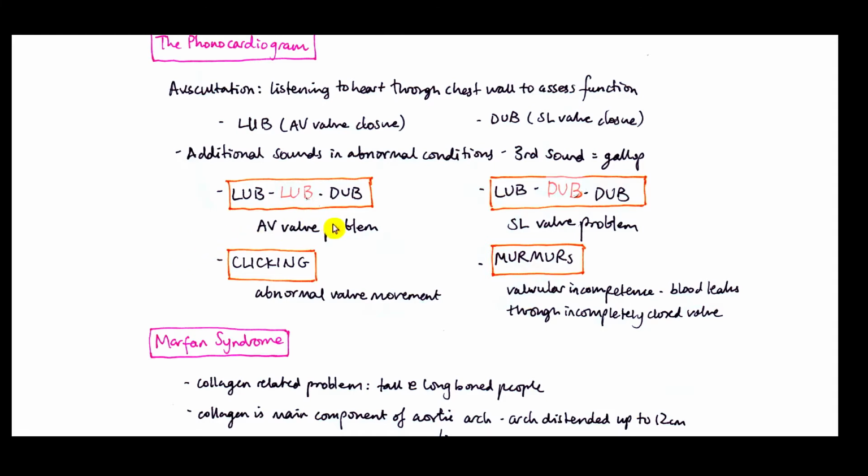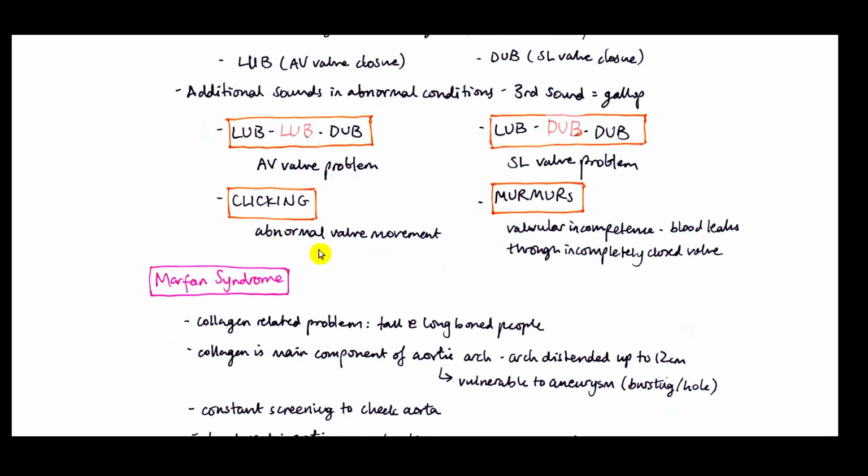I imagine it would be pretty difficult to tell the difference, but I guess that's what you're trained to hear for as a doctor. So if you've got lub-lub-dub, so two lubs, you have an AV valve problem because lubs are significant for AV valve closure. And if you have lub-dub-dub, which is two dubs, then you have a semilunar valve problem. Clicking, there's also other sounds. So clicking represents abnormal valve movement, and murmurs represent valvular incompetence, which is blood leaking through an incompletely closed valve.